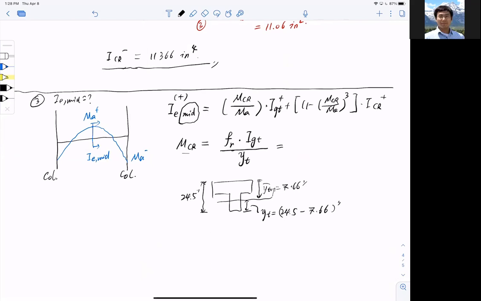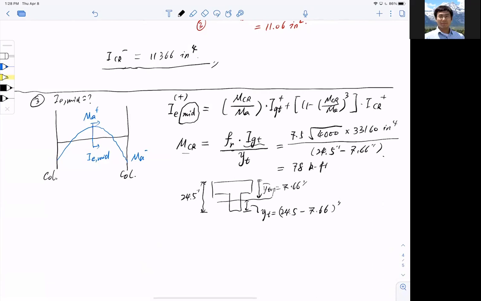So I can plug the numbers, FR, which is 7.5 square root of F prime C, which is 4,000 PSI. Forgive me, I'm a horrible drawing here. 4,000 PSI, and multiplied by IGT, which I just calculated, which is 33160 inch to the power of 4, divided by this YT here, 24.5 minus 7.66 inch. Okay, so with that, my cracking moment, I got eventually 78 kip foot. So that is my cracking moment.